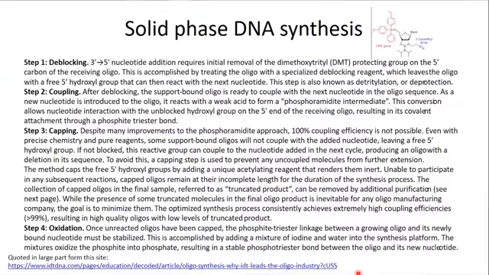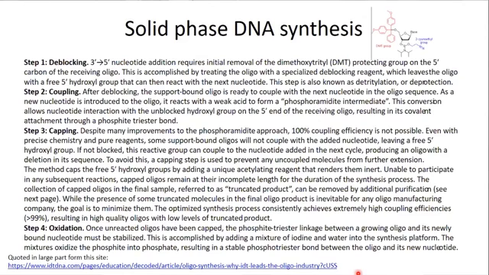Now here's what the company that does DNA synthesis for a living writes on what's involved in each one of these cycles. Deblocking. 3' to 5' nucleotide addition requires initial removal of the DMT protecting group on the 5' of the receiving oligo. This is accomplished by treating the oligo with specialized deblocking reagent, which leaves the oligo with a free 5' hydroxyl group that can then react with the next nucleotide. This step is also known as detritylation or deprotection.